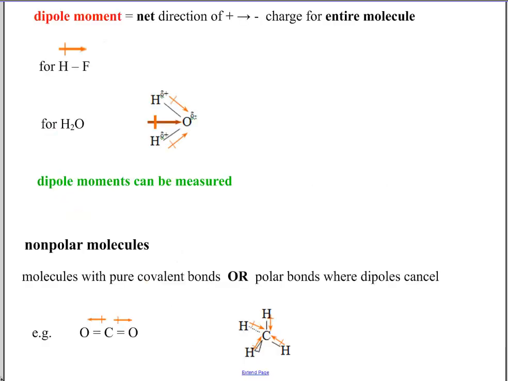For nonpolar molecules, I can still have polar bonds, but the dipoles cancel. Carbon dioxide has polar bonds. But because it's a linear molecule and the dipoles point in opposite directions and are equal in size, they cancel each other out. And so carbon dioxide, even though it has polar bonds, is a nonpolar molecule. And so we have two molecules here, one that definitely has polar bonds, carbon dioxide, the other that has very slightly unequal distribution of the electrons in the bonds. But they are nonpolar molecules because the dipoles cancel.